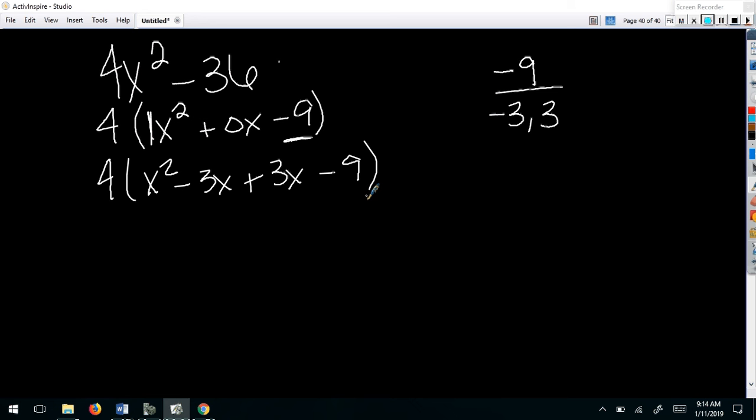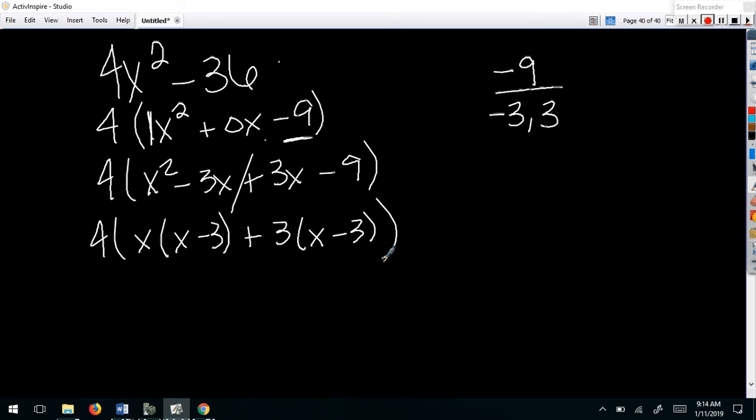Slash it. GCF the first two? X, x minus 3. Middle sign. 3. And then get rid of the x minus 3. Which leaves us with... I love factoring.